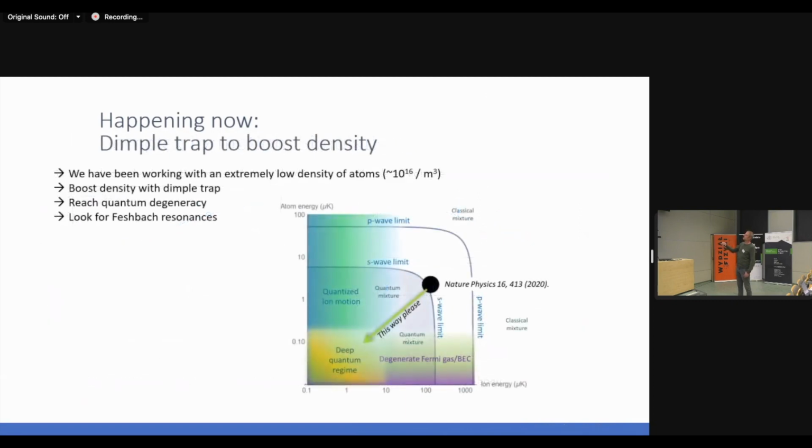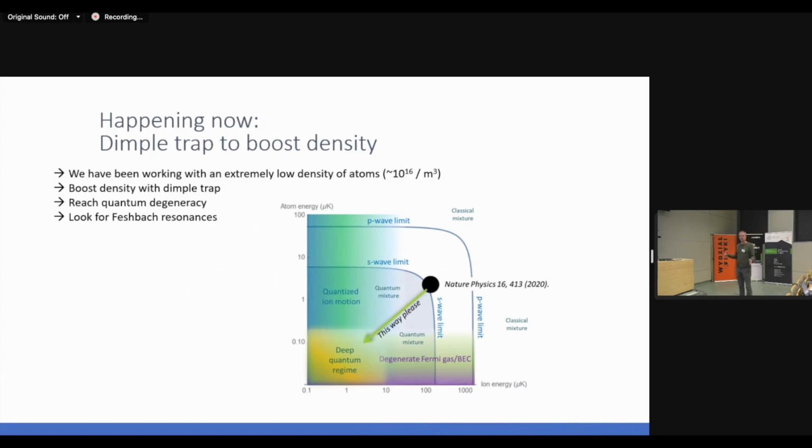So up until now, I said we were working with an extremely low density of atoms, like 10 to the 16 atoms per cubic meter. Which is extremely low, right? I mean, there are BECs that are at 20 or something like this, right? So we want to boost this a little bit.